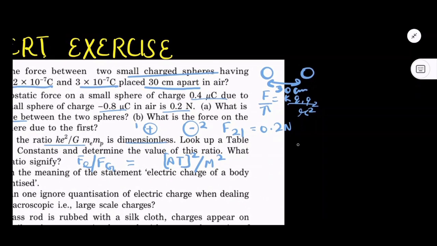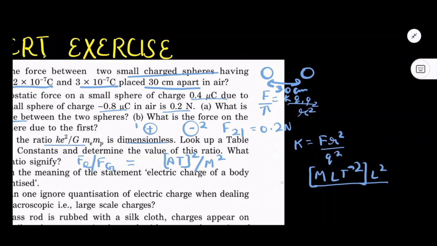So for the k, we know that k will be equal to force into r square upon q square. And we know the dimensional formula of force is M L T minus 2, right? And r square is L square, upon charge square, again we'll write A square T square. Okay, so we are given this, so we can substitute it over here. And similarly we can find for the G.